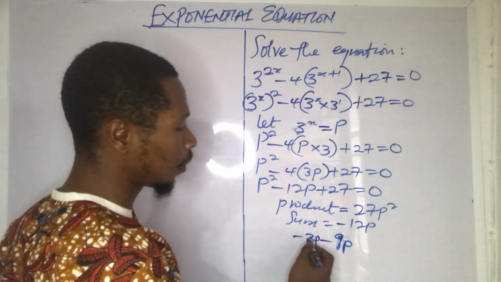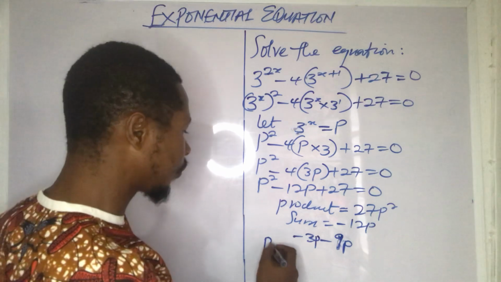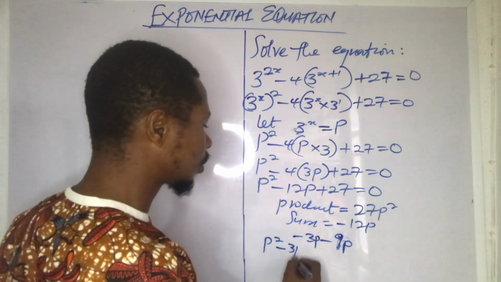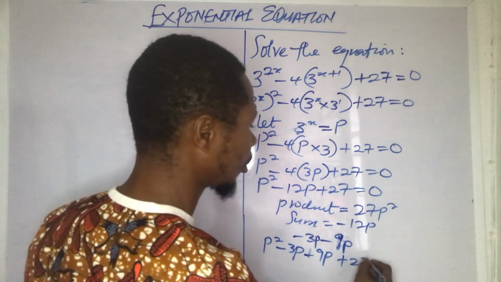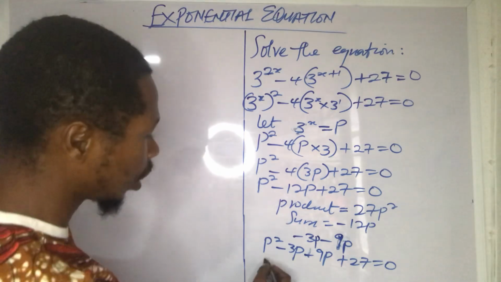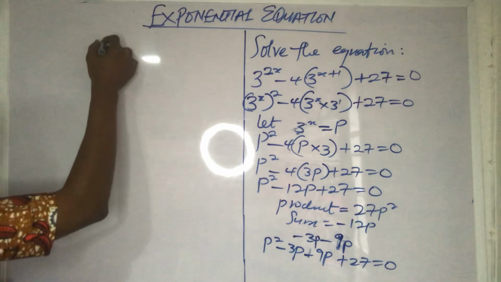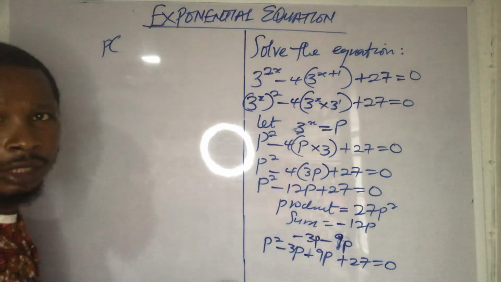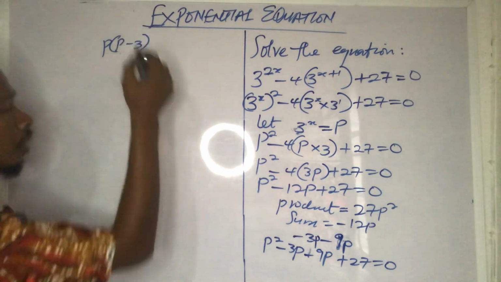Substitute the value of minus 3p minus 9p into this equation. So you have p squared minus 3p minus 9p plus 27 is equal to 0. Now, what is common between this and this is p. So I'll bring out the p into brackets. I will have p here minus 3.